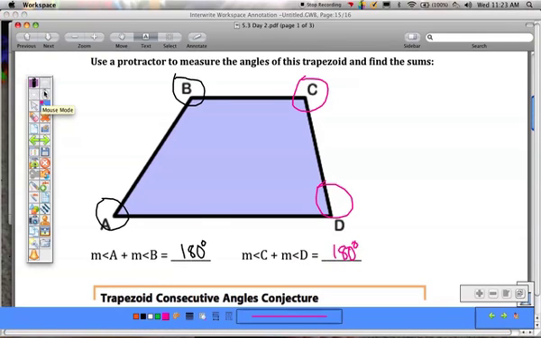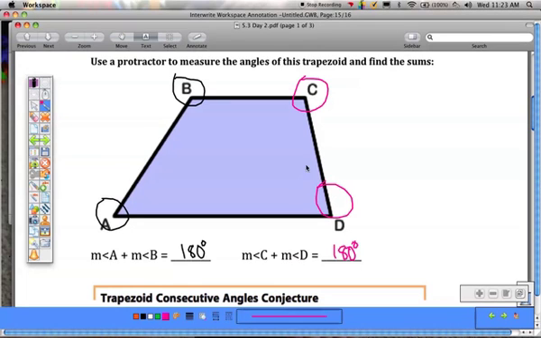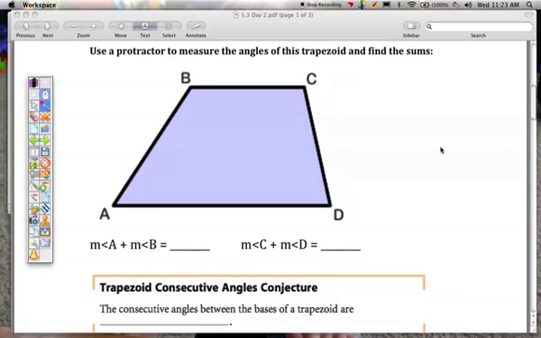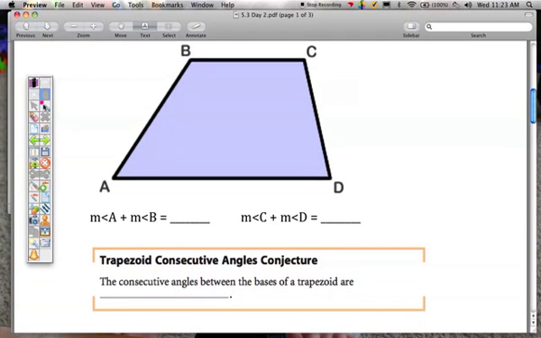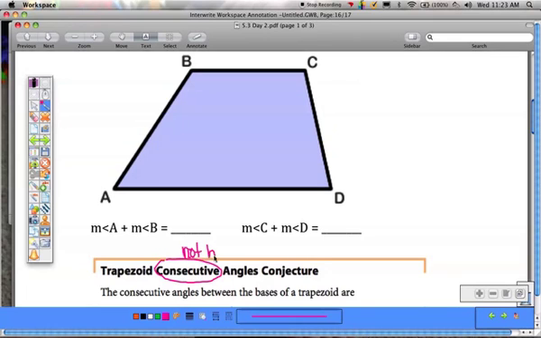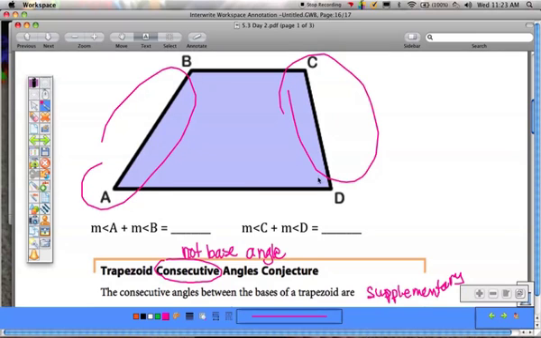So there's this thing called the trapezoid consecutive angles conjecture. Consecutive angles are the angles that are not the base angles. So consecutive means not the base angles. And we found that the consecutive angles between the bases of the trapezoid are supplementary. They add to 180. Okay, so these 2 angles add to 180, and these 2 angles add to 180. The base angles are B and C and A and D, so the consecutive angles are supplementary. So there's one property that we'll look at.